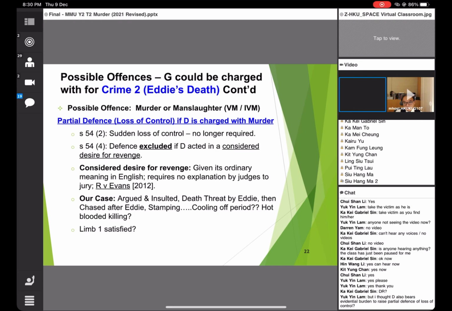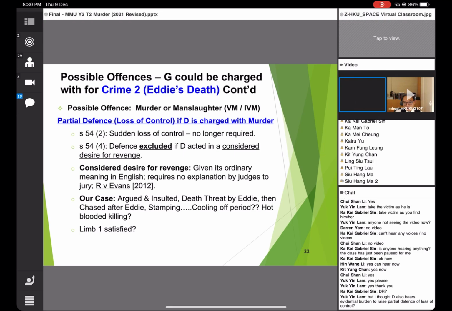You have to look at Al and Evans 2012. It says that you have to give it its ordinary meaning in English. It requires no further explanation by the judges to the jury. So you just attach the ordinary meaning in English understanding, okay?